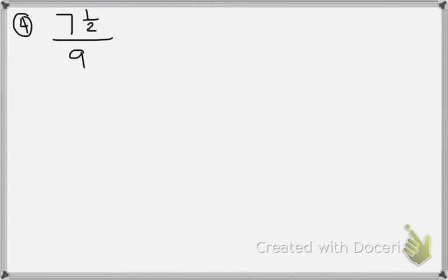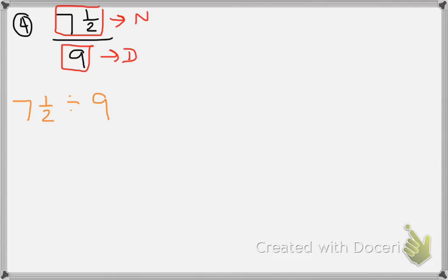Next problem, we have 7 and 1/2 divided by 9. This might look a little freaky, but it's not. First we identify our numerator and denominator. So our numerator is 7 and 1/2, and our denominator is 9. Again, we write it out as we say it: 7 and 1/2 divided by 9. Before we do our keep, change, flip, we have to do a few things.